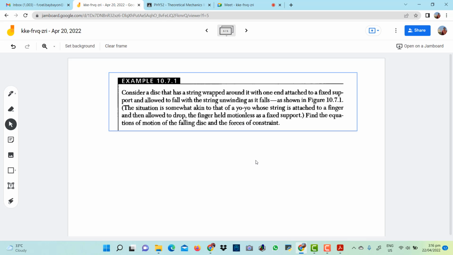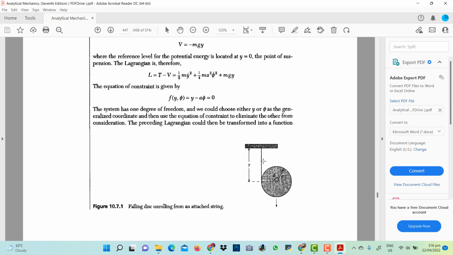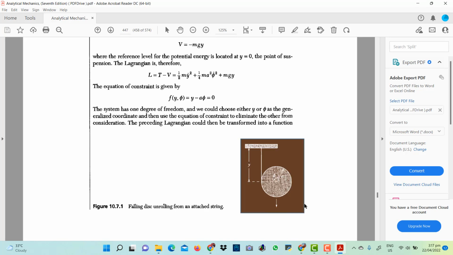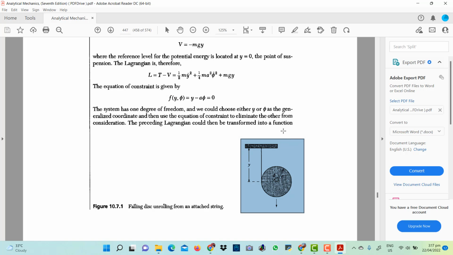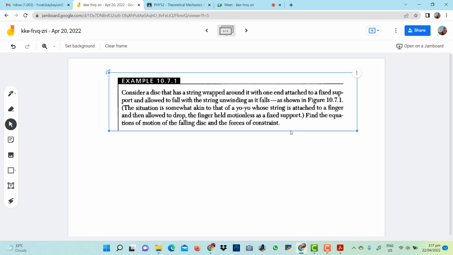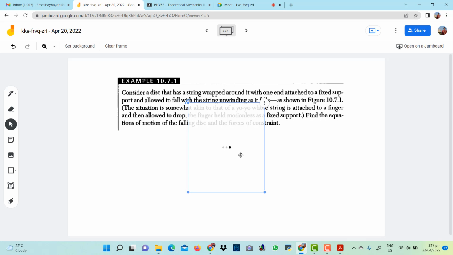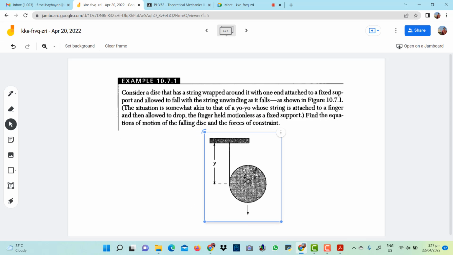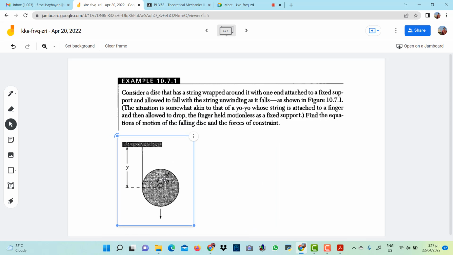So I have this problem, a disk that has a string wrapped around it with one end attached to a fixed support. The figure looks like this. It is like a yo-yo. When you release the disk, there are two kinetic energies: the translational one going downward, and at the same time your disk is rotating.